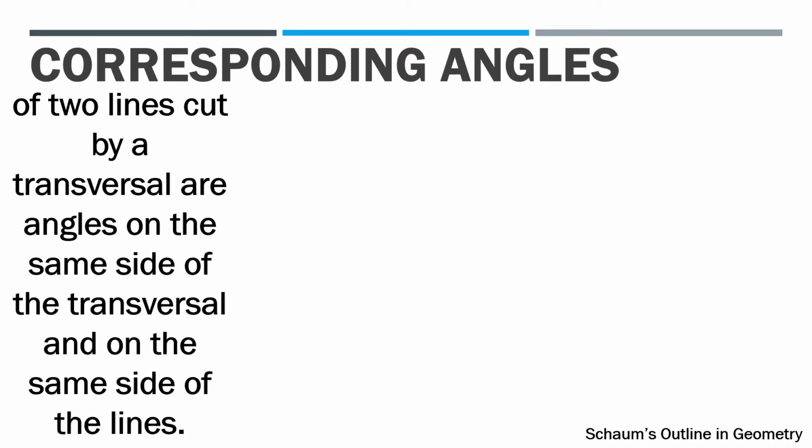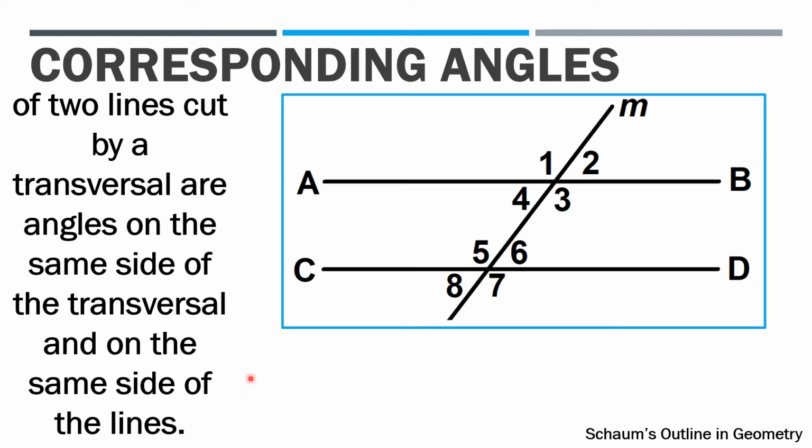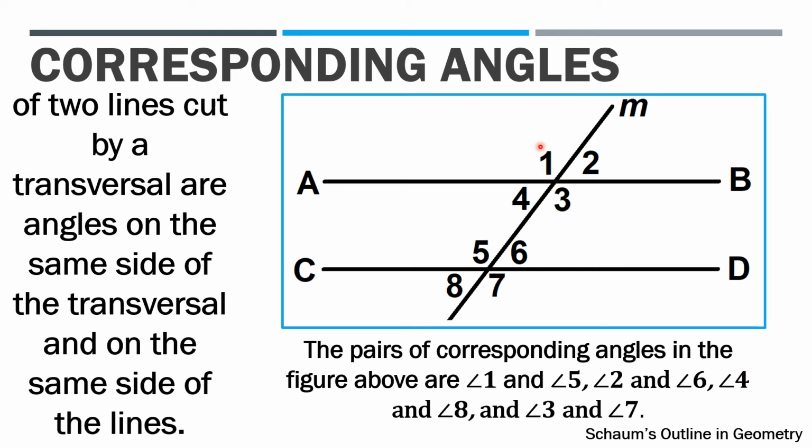The corresponding angles of two lines cut by a transversal are angles on the same side of the transversal and on the same side of the lines. In the illustration, the pairs of corresponding angles are angles 1 and 5, angles 2 and 6, angles 4 and 8, and angles 3 and 7.